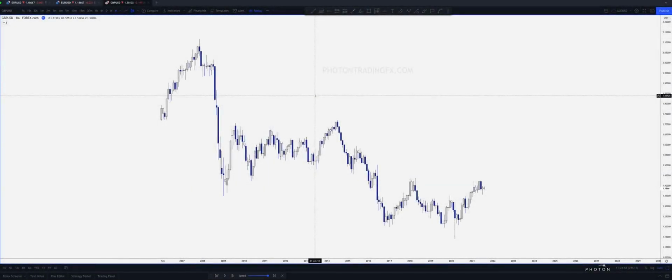All right, so now we're going to do a walkthrough on pound dollar. Now, one thing I just want to preface before we dive into this, as you'll see tons of examples of this: pound dollar absolutely loves to sweep liquidity, and it loves to have inducement before it zones, right?